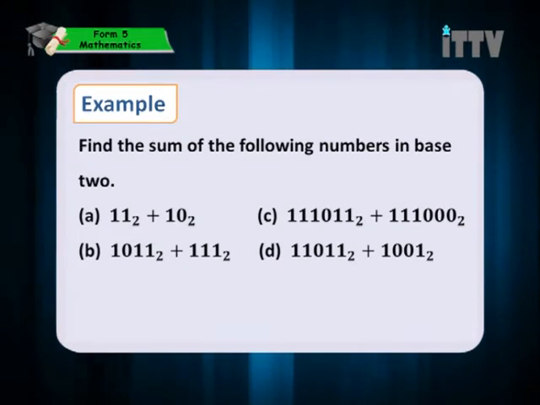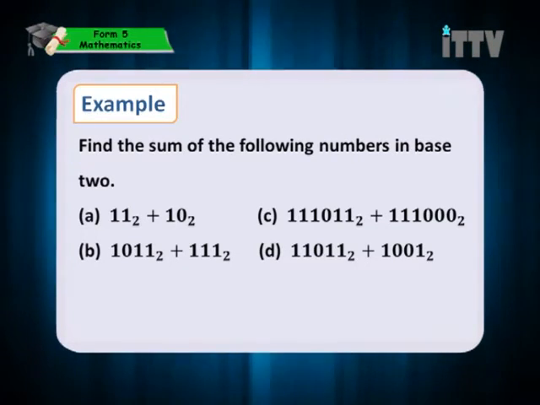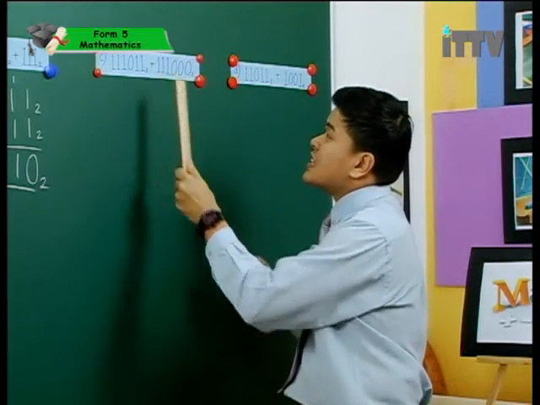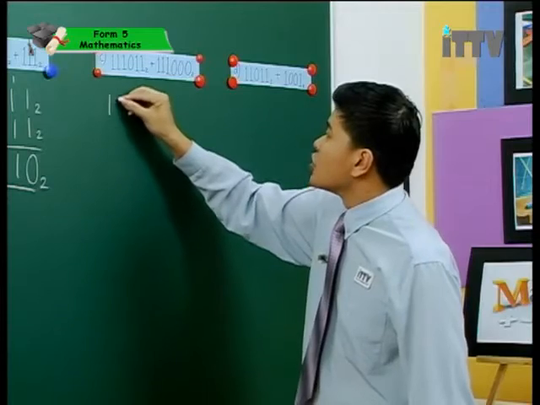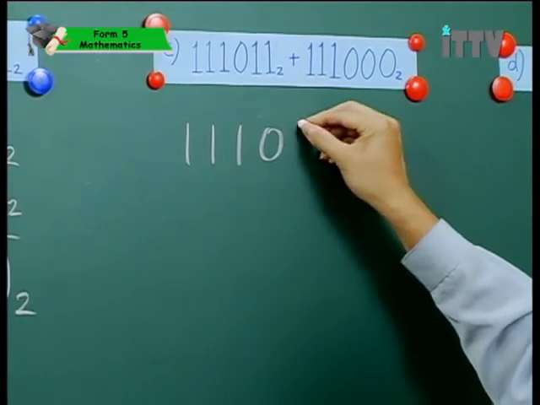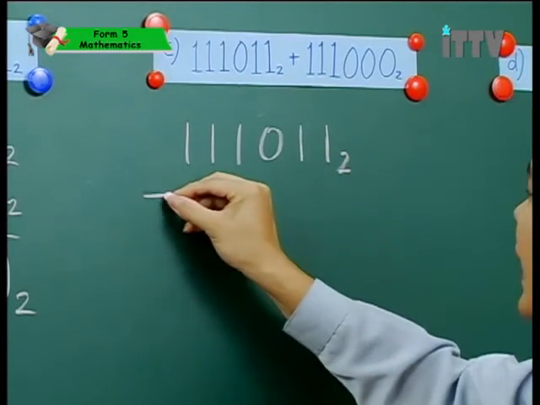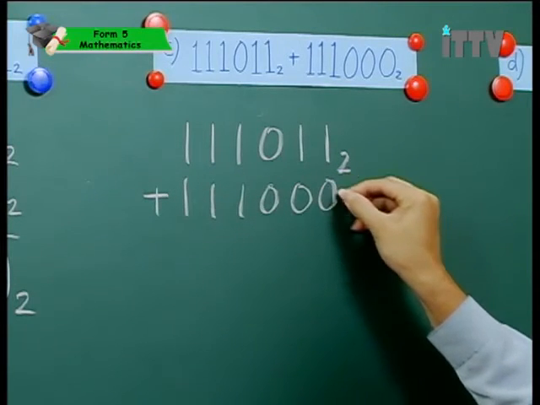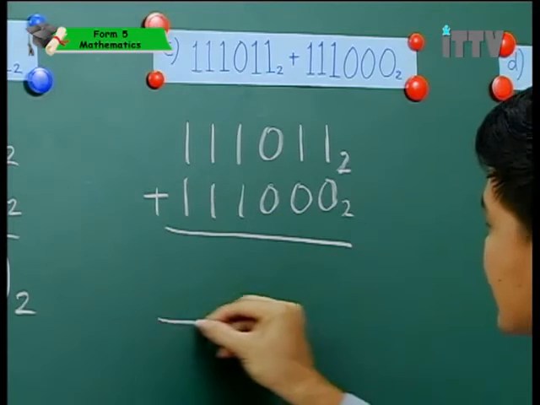Now let's take a look at other numbers in base 2. What about this one? We have 6 digits in each. So just check it out right there. It will be 111011 added with 111000. I want you guys to do it by yourself right now.